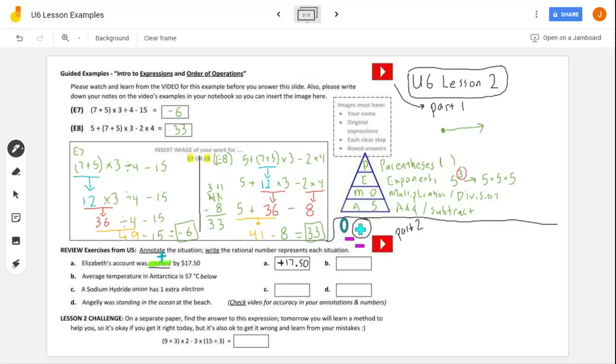Average temperature in Antarctica, which is in the South Pole, is 57 degrees Celsius below. One could also say below freezing, because this is Celsius, or below zero, because that's what the freezing temperature is. So this is really, really cold. Below is my keyword, not temperature. Temperature is a keyword in terms of context, but not in terms of what's actually happening in the integers and the rational numbers. So this is my keyword, below, and below is definitely less than zero.